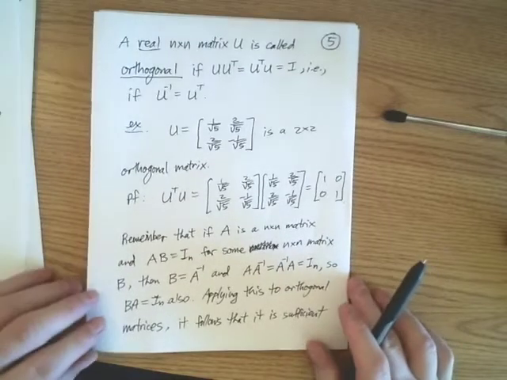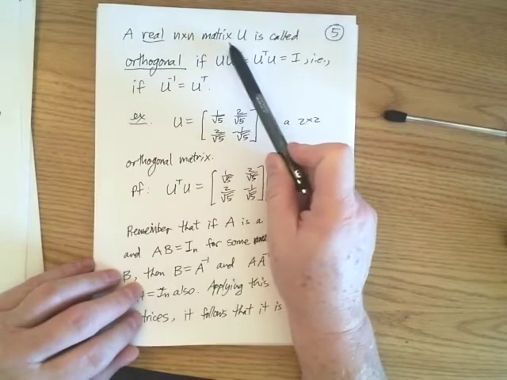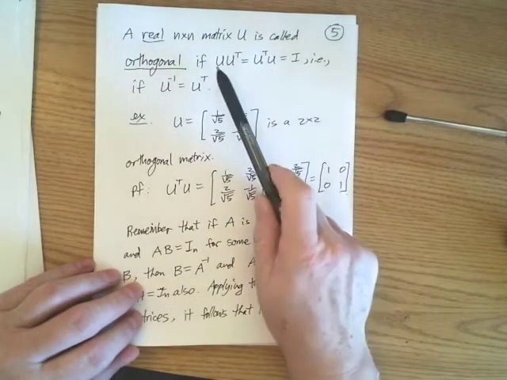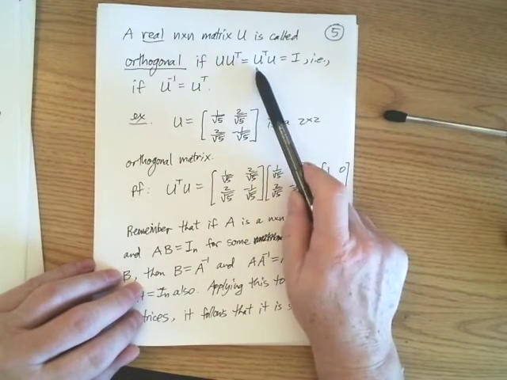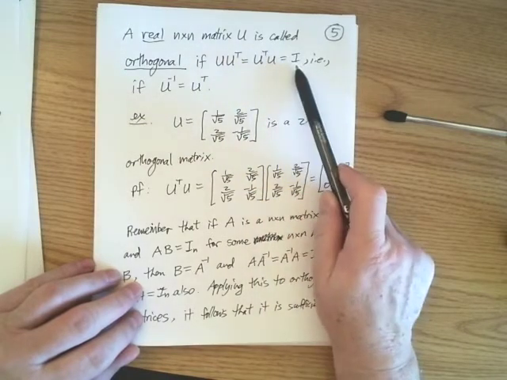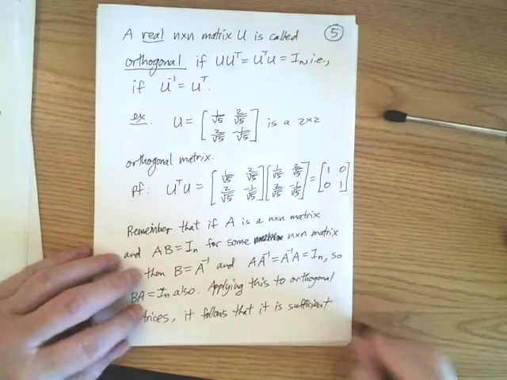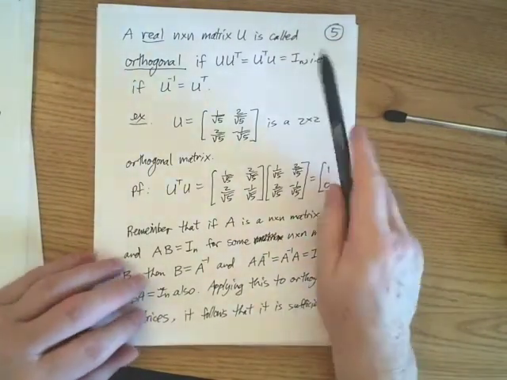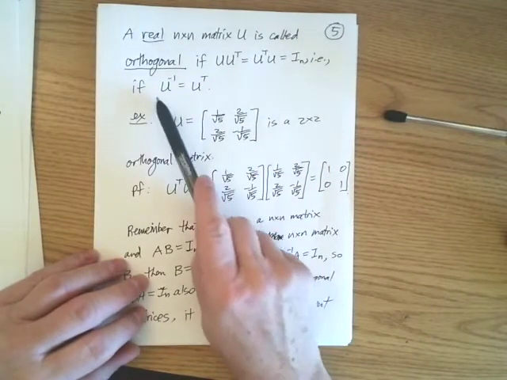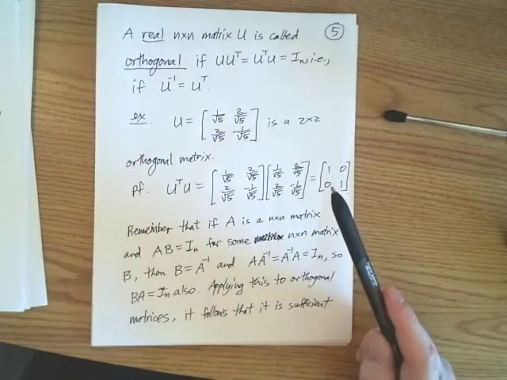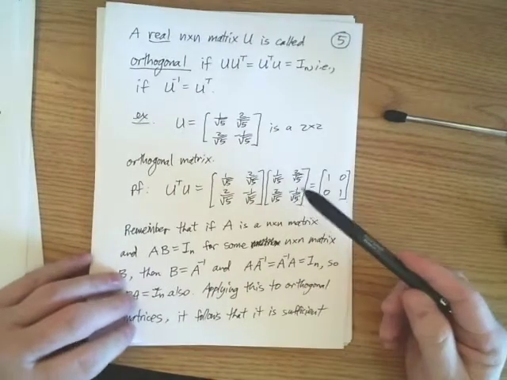Okay? Let's go on here. Let's talk about something else. A real n by n matrix U is called orthogonal if U times U transpose is the same as U transpose times U, which is I sub n, the n by n identity. Another way of saying this is simply that U inverse is equal to U transpose. Because this U is a square matrix, well, I make that comment down here.